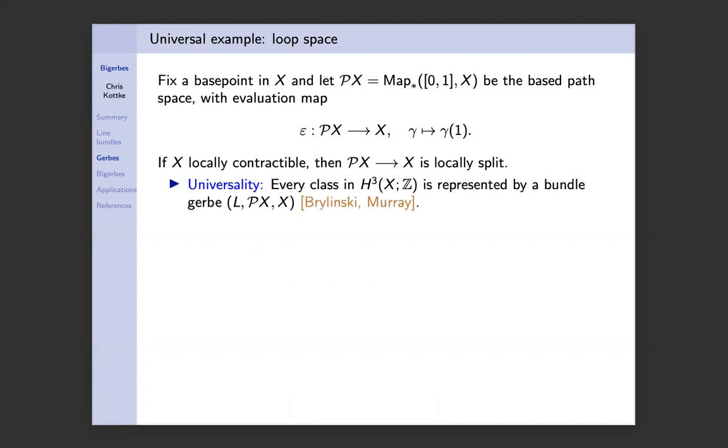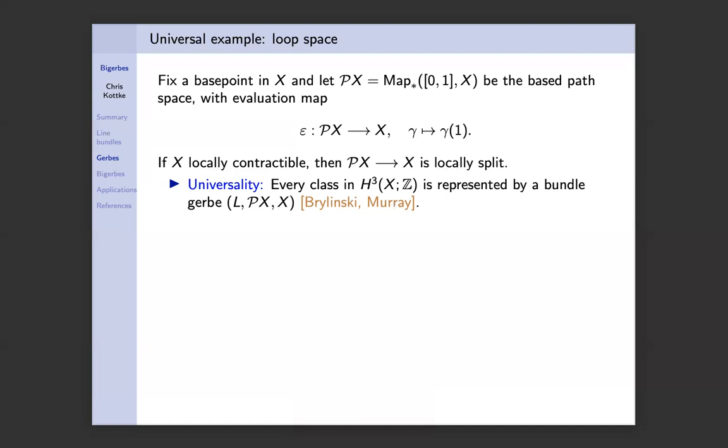And this turns out to be universal in the sense that every integer 3 class on X can be represented by a bundle gerbe where the fiber space is this path space. This goes back to Berlinski in his book, and also appears in Murray's paper on bundle gerbes.